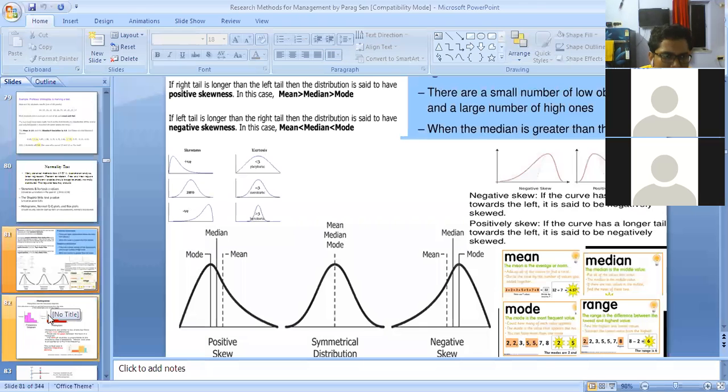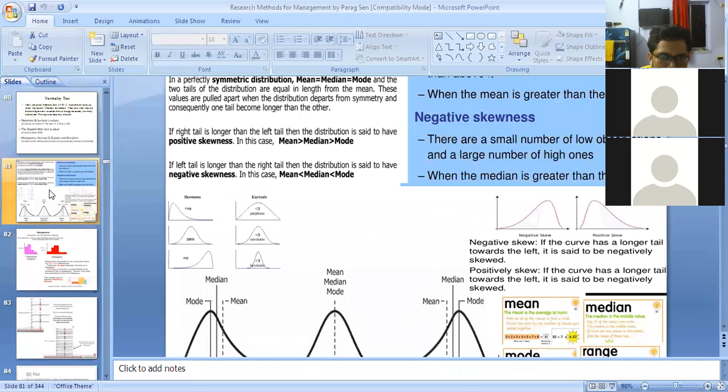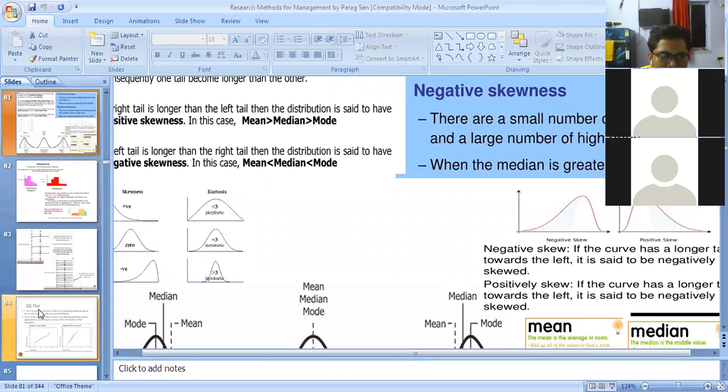Another terminology you will see is kurtosis. It is nothing but the peakedness of the distribution. Here the kurtosis is equal to 3. Here the peakedness is very high, greater than 3, and here it is less than 3. This is nothing but the peakedness, nothing else.